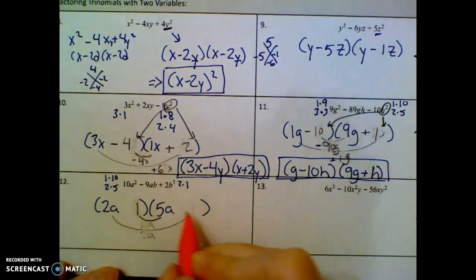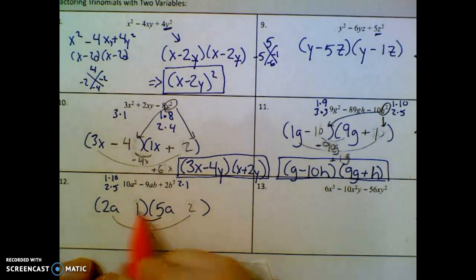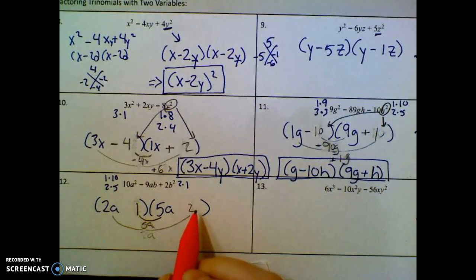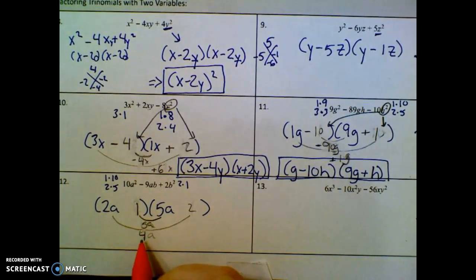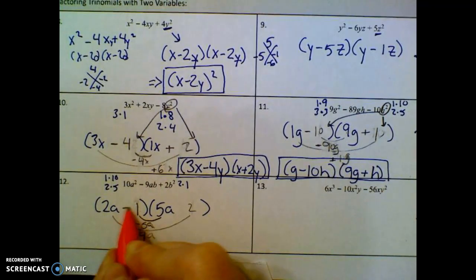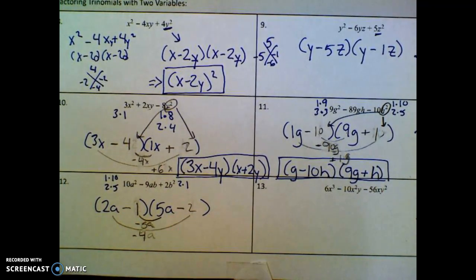So I'm going to put a 1 here and a 2 here. 1 times 5a is 5a, and 2a times 2 is 4a. Okay, well, the 5 and 4 give me 9. Well, how does that work? I need a negative 5 and a negative 4. So inner product is negative, outer product is negative.